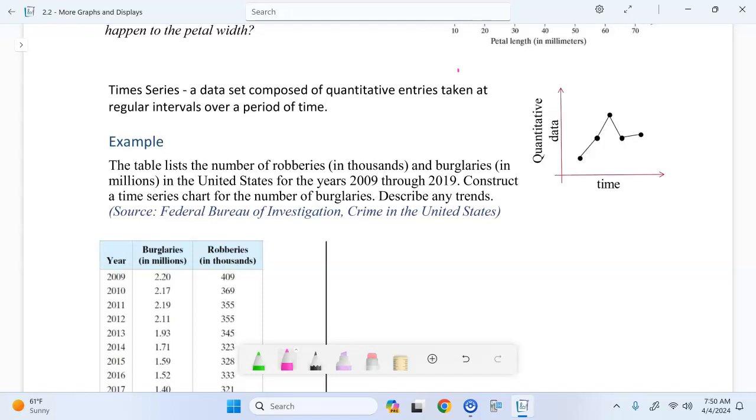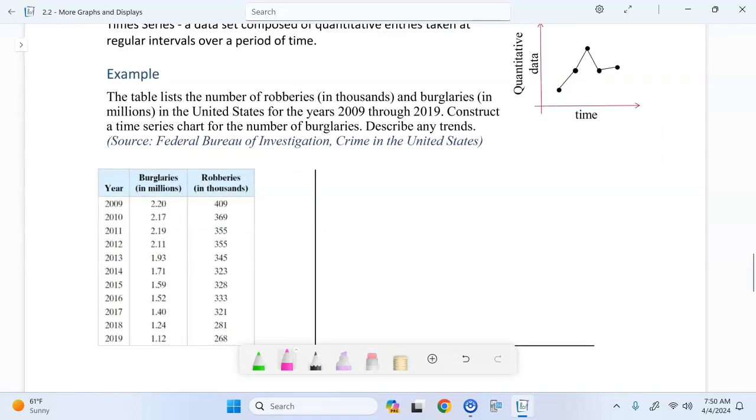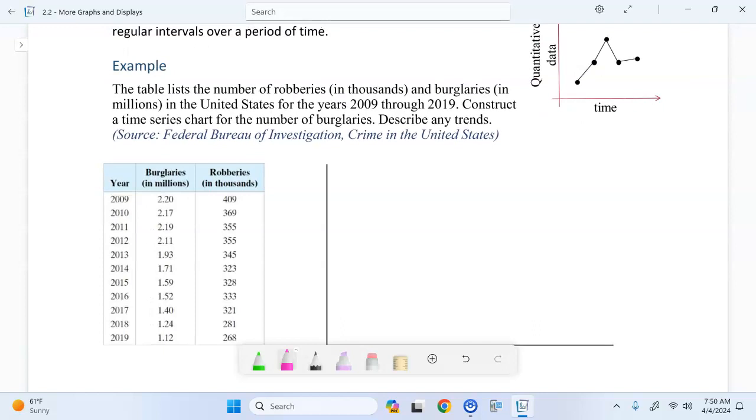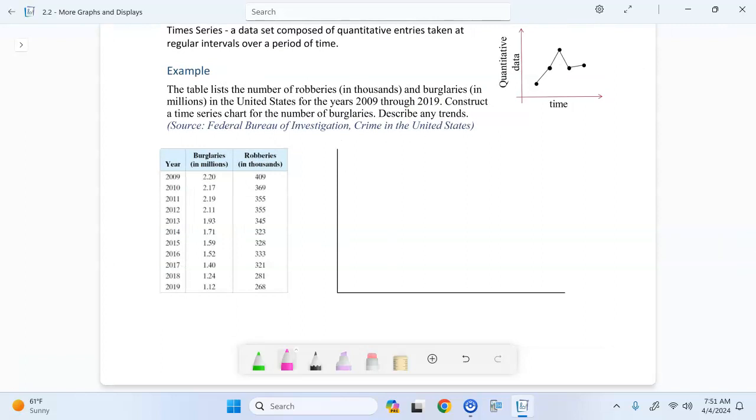So we're given a table here listing the number of robberies in the thousands and burglaries in the millions in the United States through the years 2009 through 2019. And we want to do a time series chart based on that information. The x-axis always represents your time, okay? Time series data, your horizontal axis always represents your time intervals.